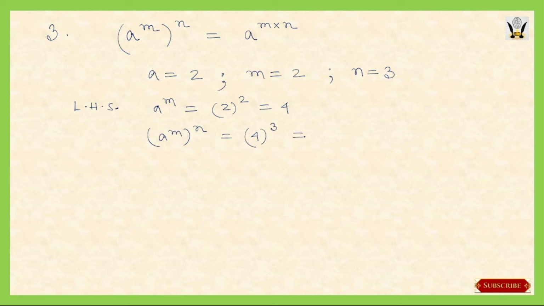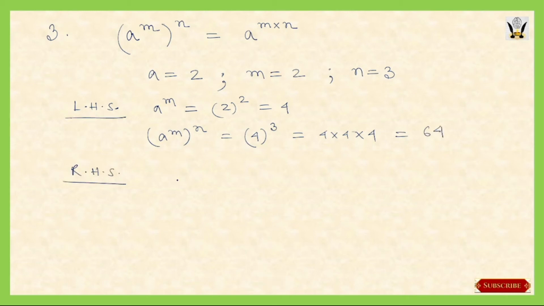So n value is 3 means what? 4 multiplied by 4 multiplied by 4. Here the power is 3, that means we are multiplying 4 by the same number 3 times. So here it will be 4 4s are 16 and 16 4s are 64.